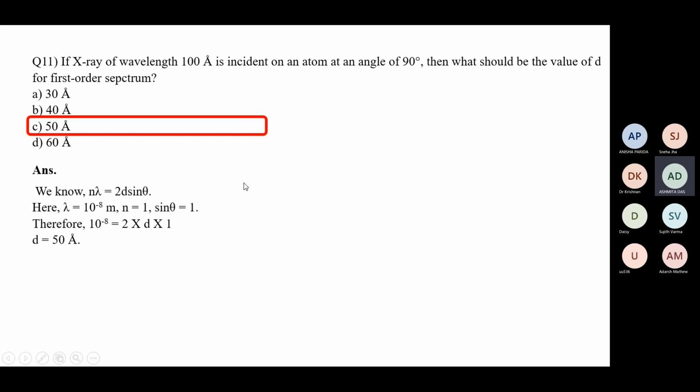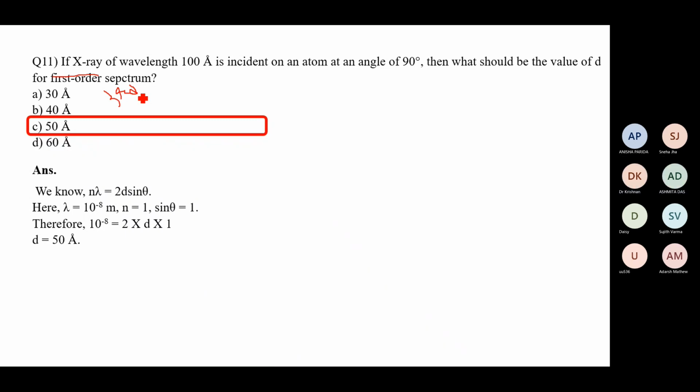So can anyone solve this question if we want to find the third order spectrum? 300 by 2. Sorry, 150. 100 into 3, 300 divided by 2, 150.